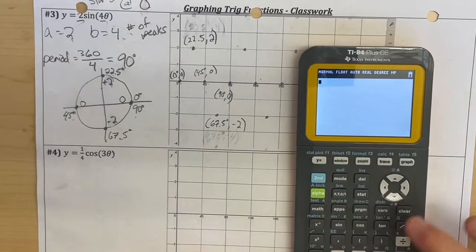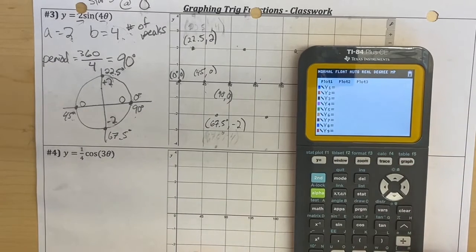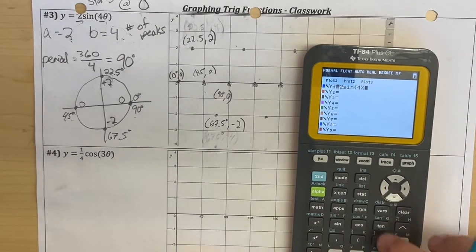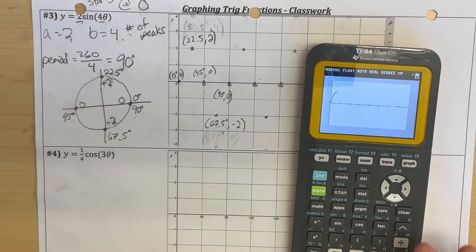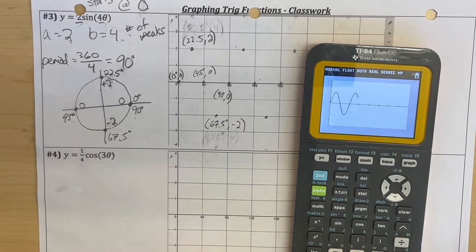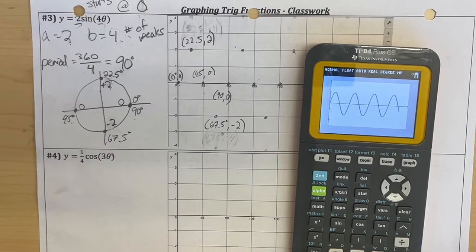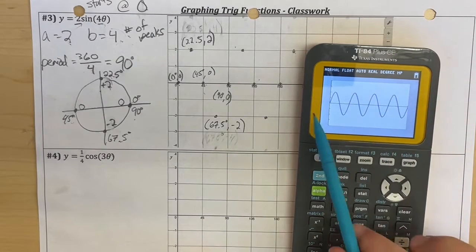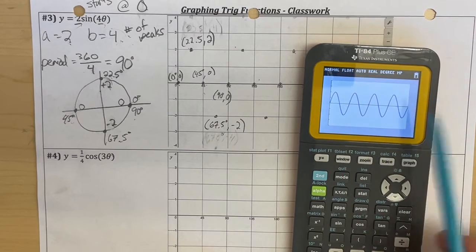So I'm going to say y equals 2 times the sine of 4x, close that parenthesis, hit graph, and let's see, okay, we have 1, 2, 3, 4 peaks. So again, notice how I have those 4 peaks, 1, 2, 3, 4, from 0 to 360.